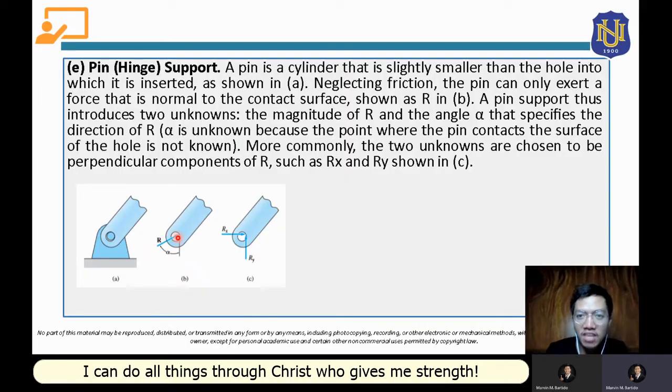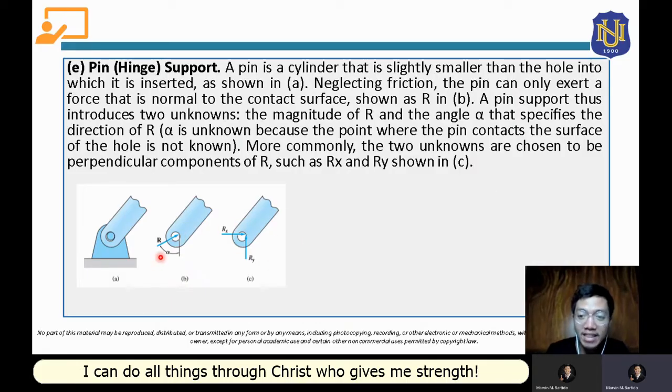The thing here is that there will be two unknowns introduced: this normal force R and this alpha. The magnitude of R and the angle alpha that specifies the direction of R are unknown, because the point where the pin contacts the surface of the hole is not known. More commonly, the two unknowns are chosen to be perpendicular components of R, such as Rx and Ry, as shown in C. So this is C, no?